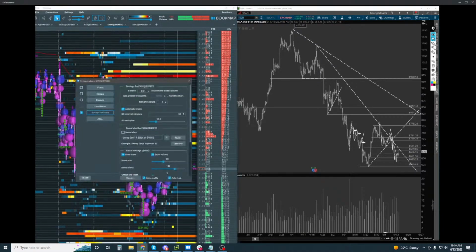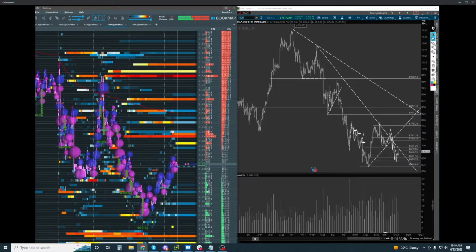Over here, configure add-ons, sweep indicator. I tend to always have it over here in automatic mode. So I let this calculate. Otherwise, you will need a different one for every single stock traded. It really depends on the liquidity the stock has.